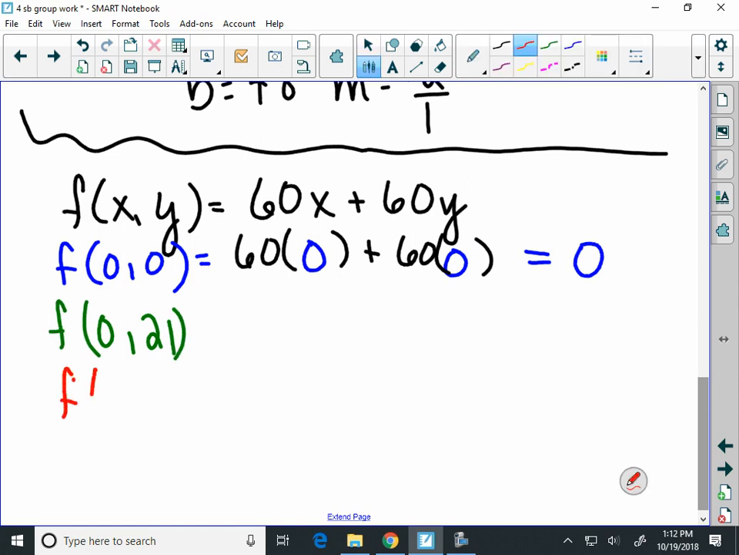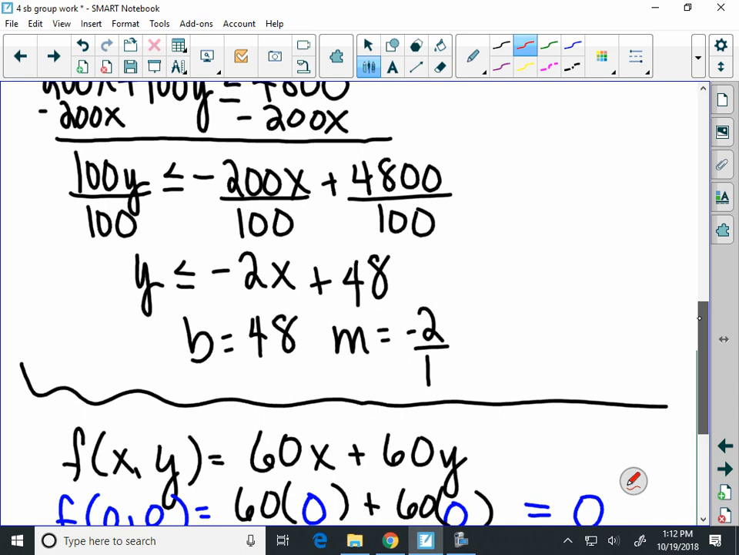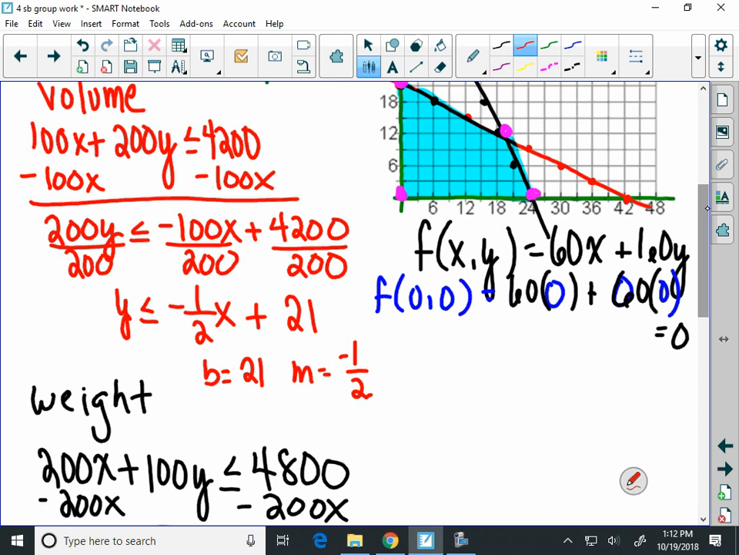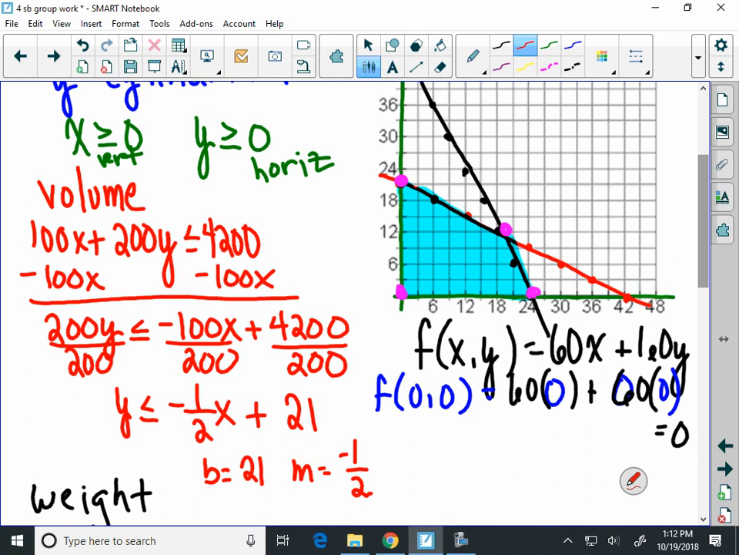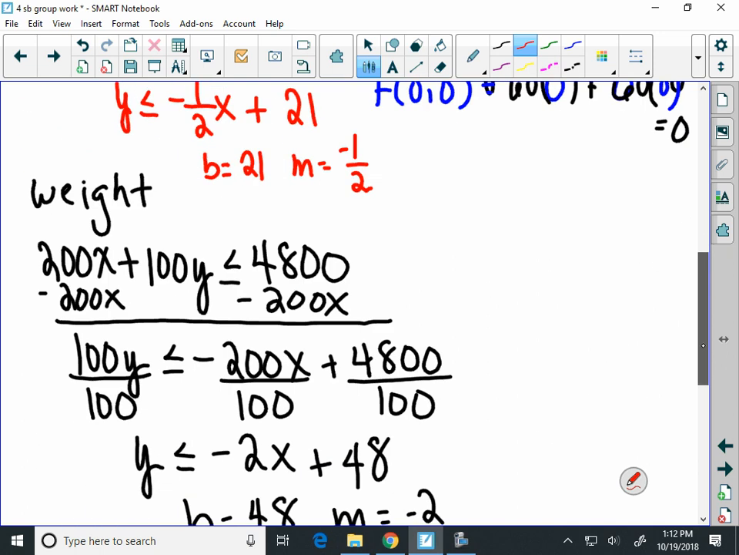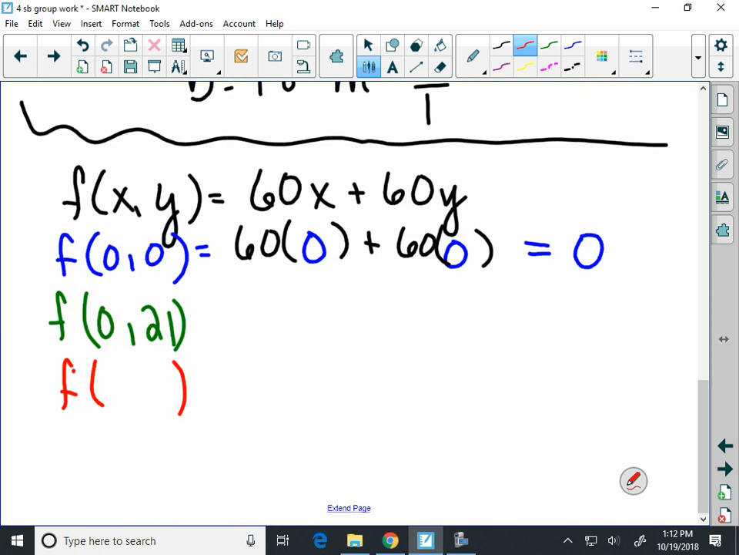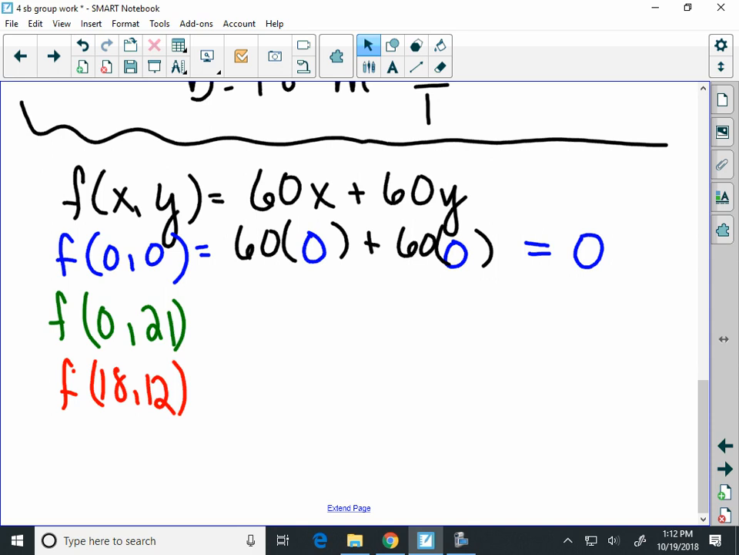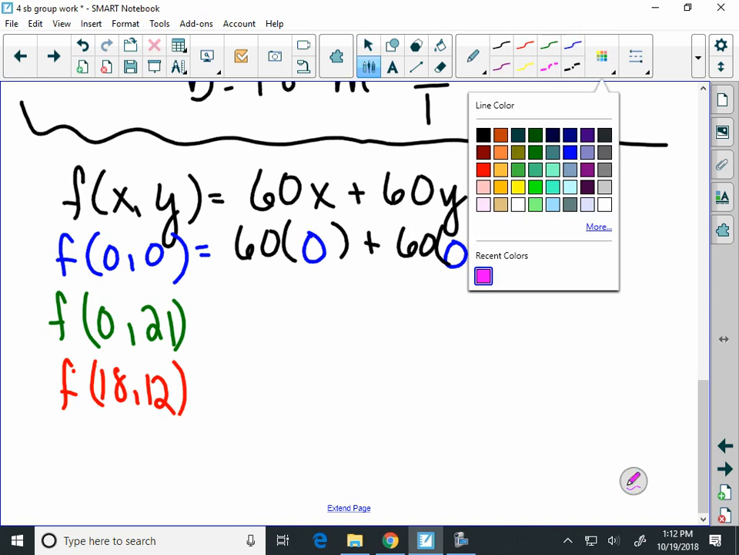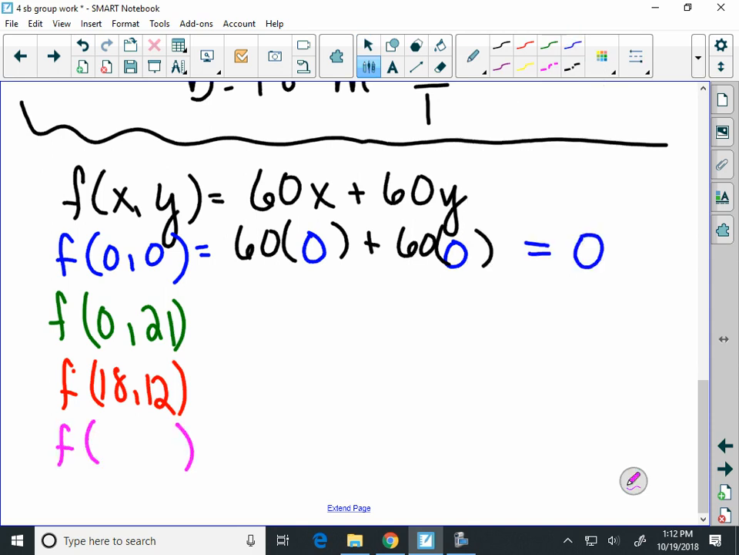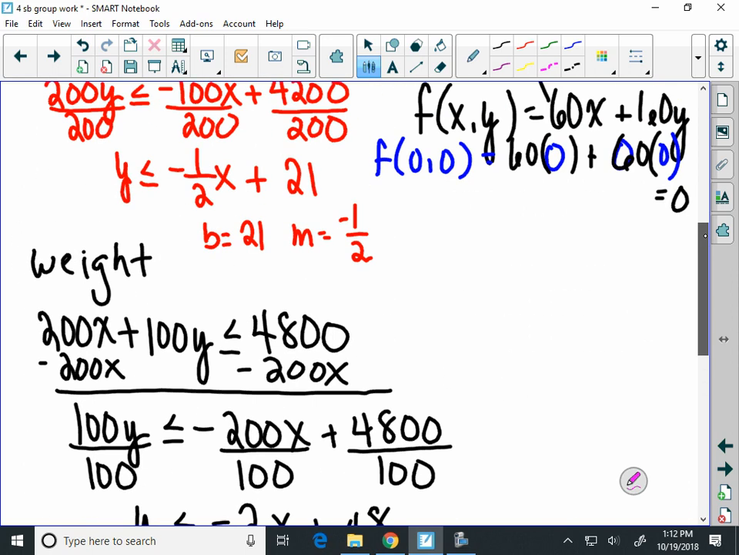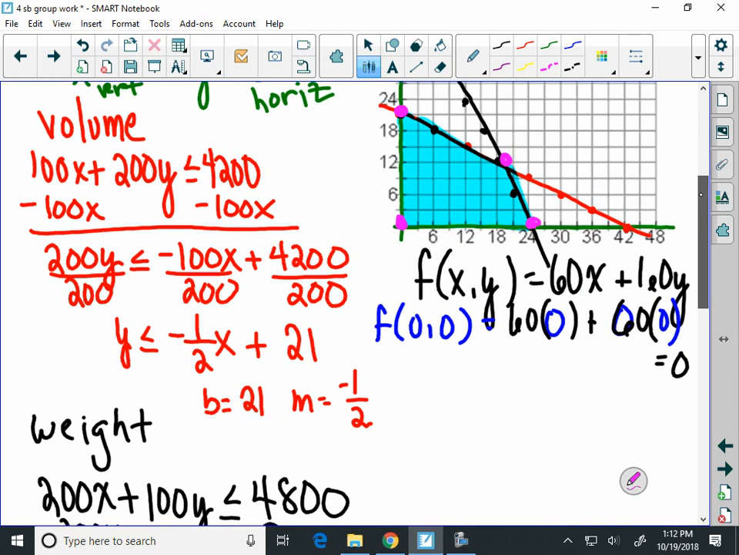Another ordered pair. Again, remember, you just have to have all 4 of them. They don't have to be in a particular order. As we get up here, it looks like we have 18, 12 as one of our ordered pairs. And our last ordered pair, when we go back and look at the graph, is 24, 0.